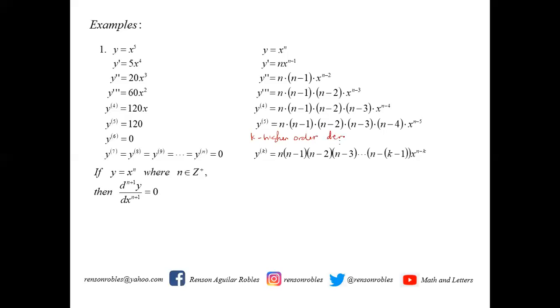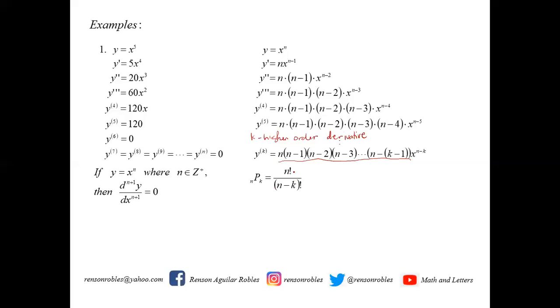and then the kth derivative of y in terms of x can now be written as n times n minus 1, n minus 2, n minus 3, running until n minus k minus 1, okay? x raised to n minus k, okay? And we can still simplify this, n times n minus 1 times n minus 2 running until n minus k minus 1, by applying the permutation formula, nPk.